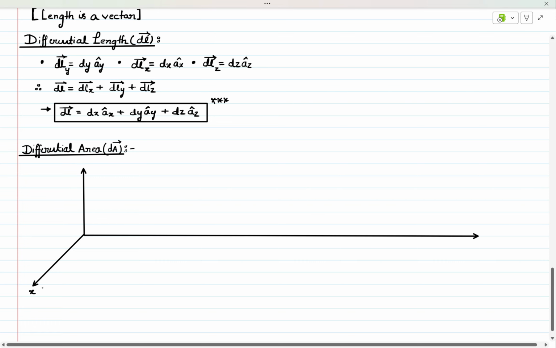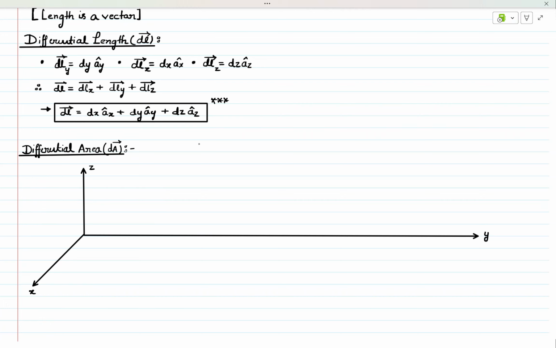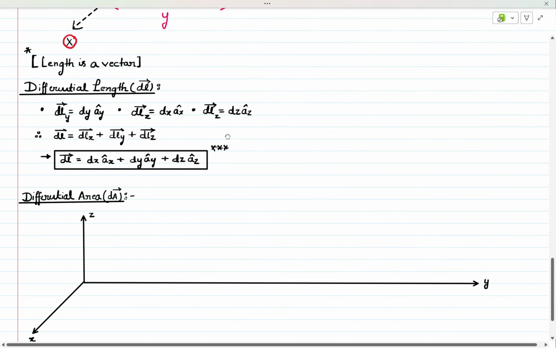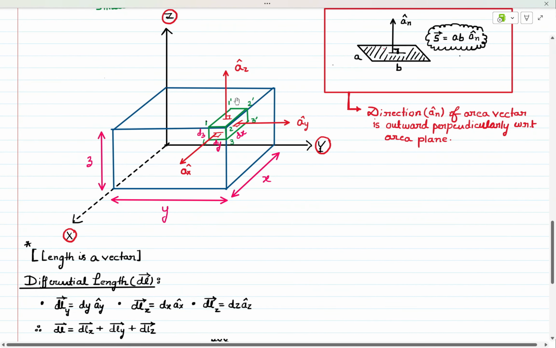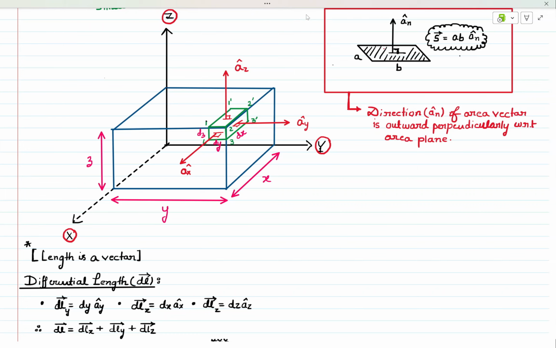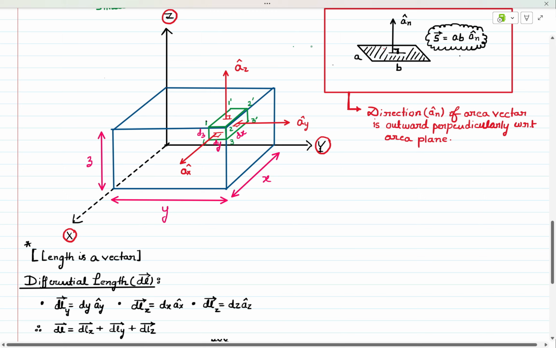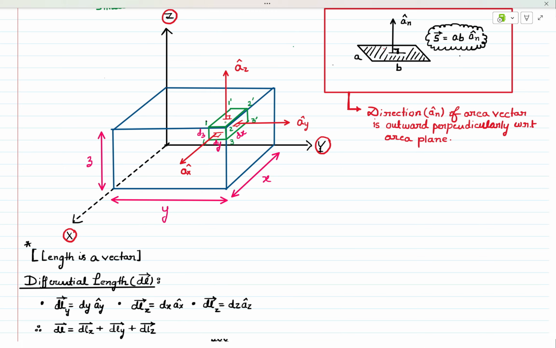This was the x, this was the y, and this is the z. Okay. Coming back to the small block, which has been colored green here. For this block, I have talked about the differential length.